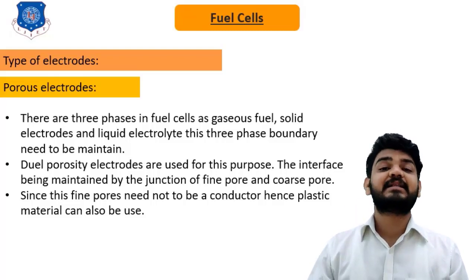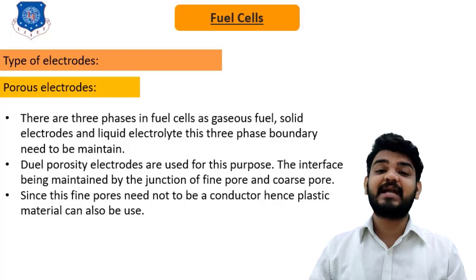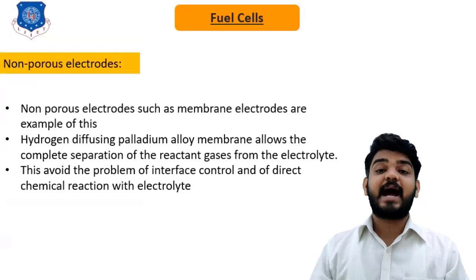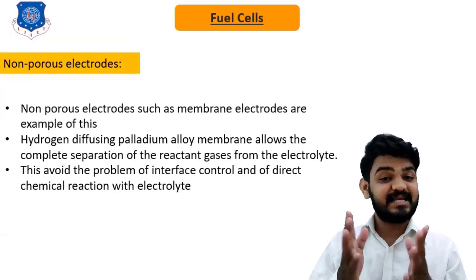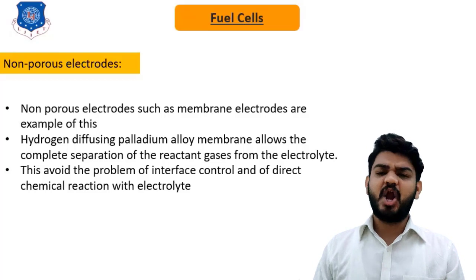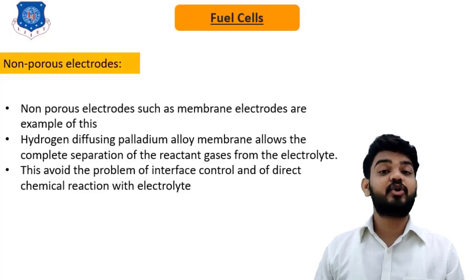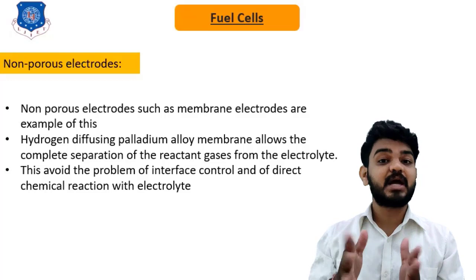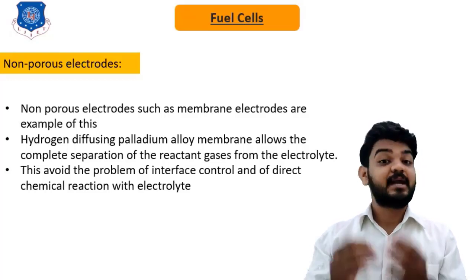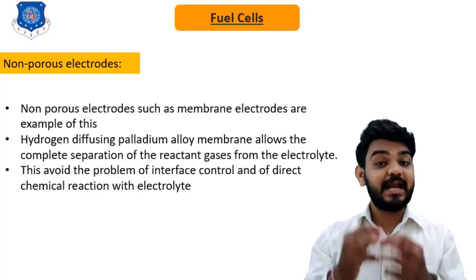Now let's see the second type of electrodes, and that is non-porous type of electrodes. Non-porous electrodes such as ion exchange membrane are the classic example of these non-porous electrodes. Hydrogen diffusing through a palladium alloy membrane allows the complete separation of gases at the membrane. This is the classic example of non-porous electrodes. This avoids the problem of interface control and direct chemical reaction at electrodes.